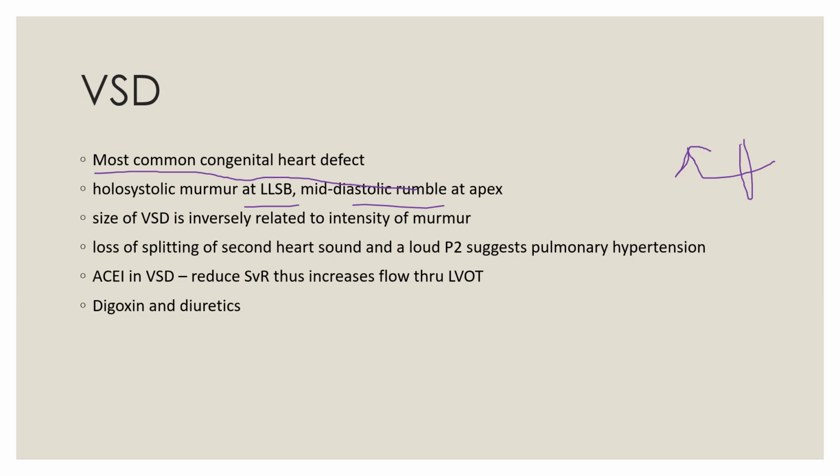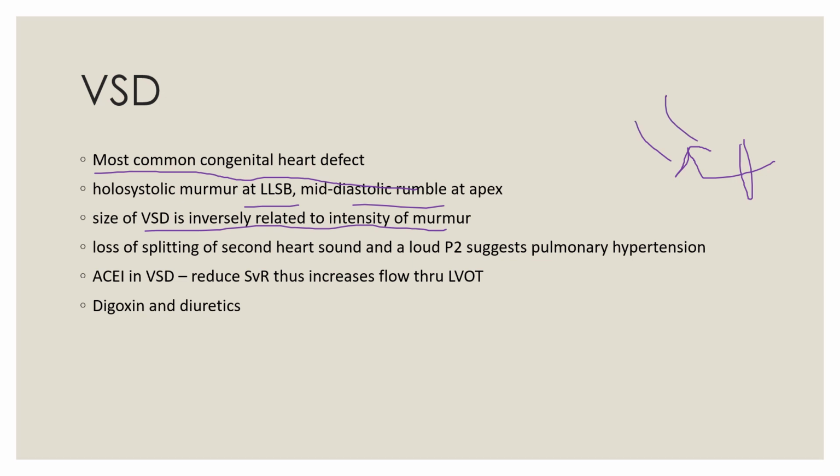Then the size of VSD is inversely related to the intensity of the murmur. That's what I told. If it is a small defect, the murmur can be loud. So if it is a loud murmur, it may be a good sign. Loss of splitting of the second heart sound and a loud P2 suggest pulmonary hypertension. So when you have VSD, you are having too much flow through the pulmonary artery.